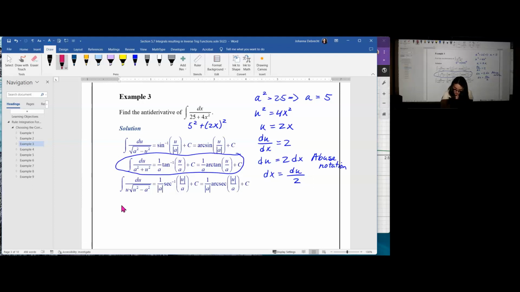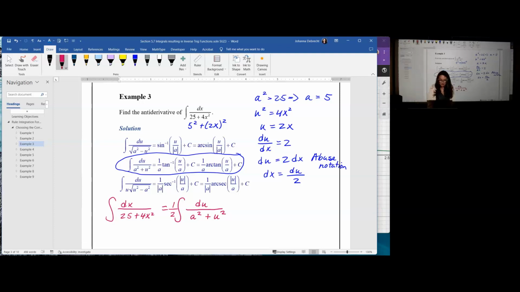I'm going to rewrite the original and substitute for each piece so that I can get it to match exactly the formula. I replace the dx with a du divided by 2, but I'm going to slide my 1/2 out to the front. Yes, it's okay to do that all in one step. I replace 25 with a squared and 4x squared with u squared. Now I have 1/2 times the formula for arctangent inside the indefinite integral.